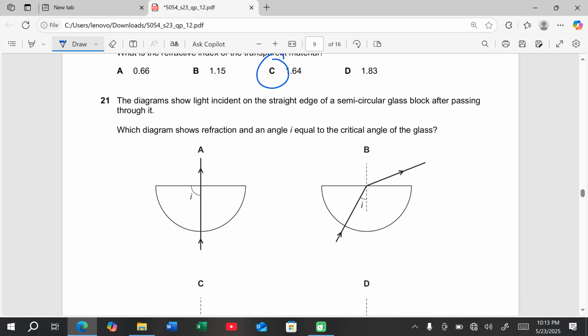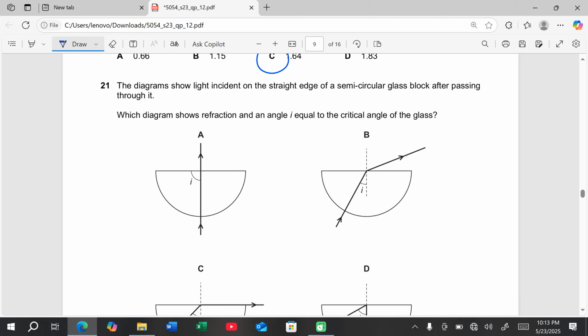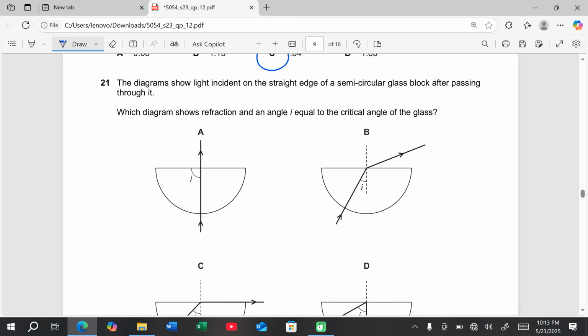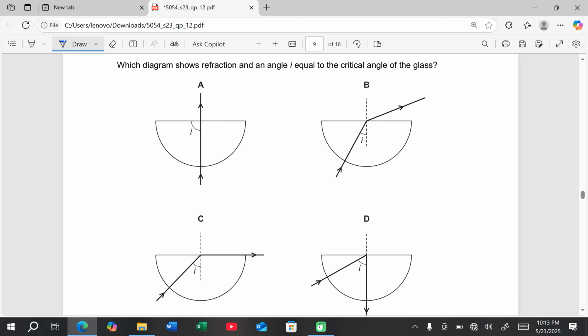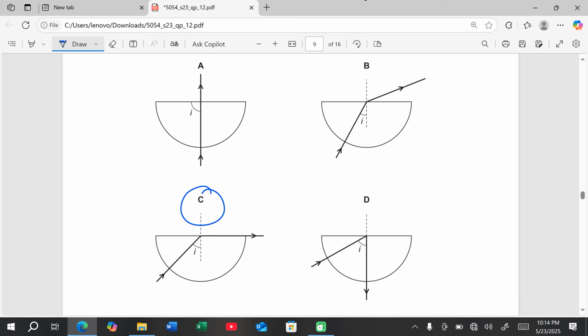The diagram shows light incident on a straight edge of a semicircular glass block, after passing through it. Which diagram shows the refraction and angle of incidence equal to that of the critical angle? For the critical angle, the refracted ray has to be parallel to the surface. Here you can see the angle of refraction is 90. The critical angle's definition is the angle of incidence at which the angle of refraction is 90.